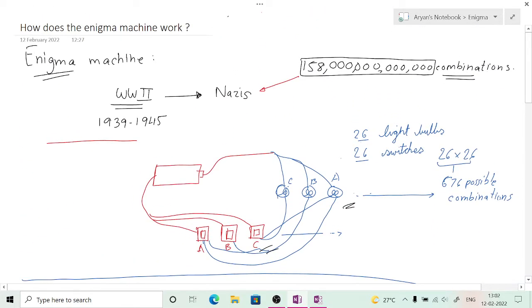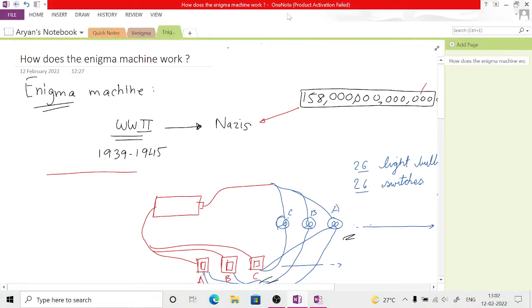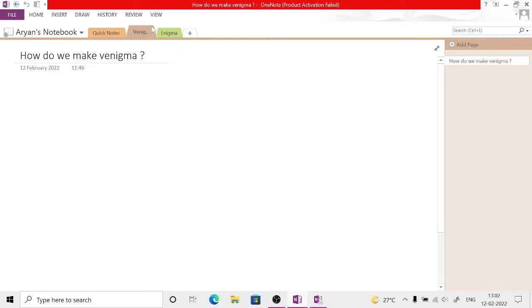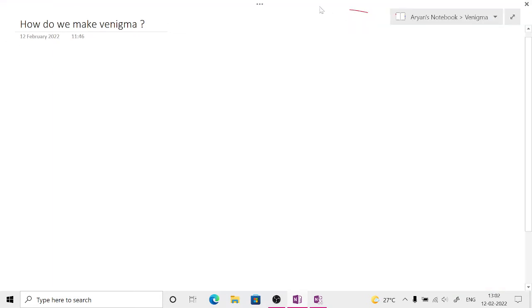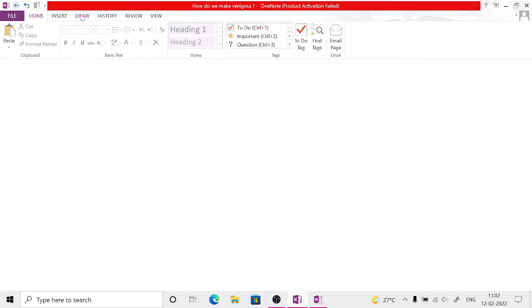So let's now concentrate on how we are going to build the Enigma machine, and this video is going to go a bit or much more long. So the person who has great interest or actually wants to develop the Enigma machine, only he or she would be able to see that. Let's go to the Enigma part. Let's go full screen. Let's go to the drawing panel.